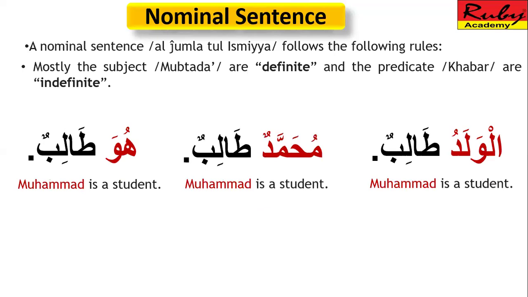So you can see that I have taken three sentences. Al-waladu talibun. Sorry, I didn't translate. The boy is a student. Muhammadun talibun. Muhammad is a student. And huwa talibun. He is a student. The status of mubtada and khabar is marfu. Marfu means the endings with either one dhamma or dhamma tanween.